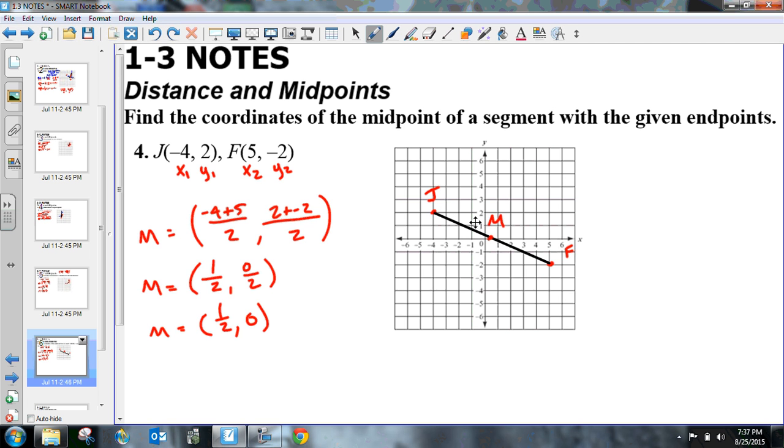Now here's the interesting thing, guys. Now that I found the midpoint, it cuts the segment into 2 congruent segments. I'm actually going to label those as congruent, and I'm going to make the statement that JM is congruent to MF. That's pretty cool. You don't have to do that, but we're going to start doing that pretty soon. Good stuff.